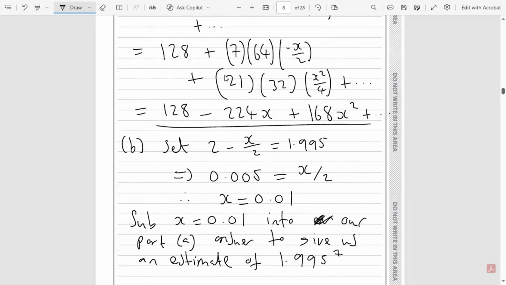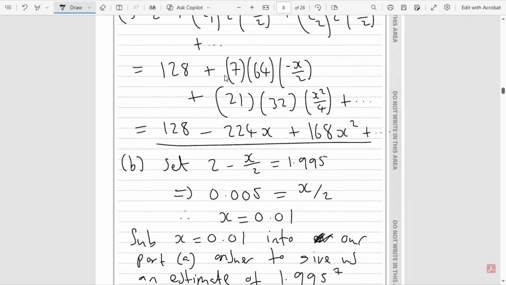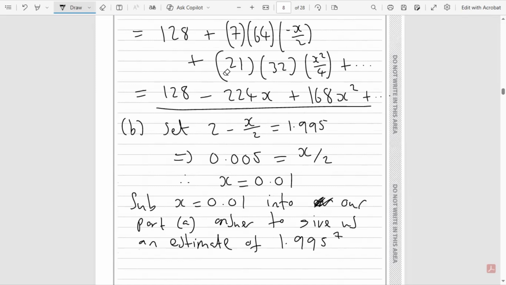Now, the question says explain how you would use your expansion to give an estimate of that value. We don't have to explicitly work out the estimate, because the question literally says explain. It doesn't say work out an estimate. So we don't need to worry about actually doing the calculation here. But if the question did ask you to calculate the estimate, you would just simply sub this x value into your part A result.